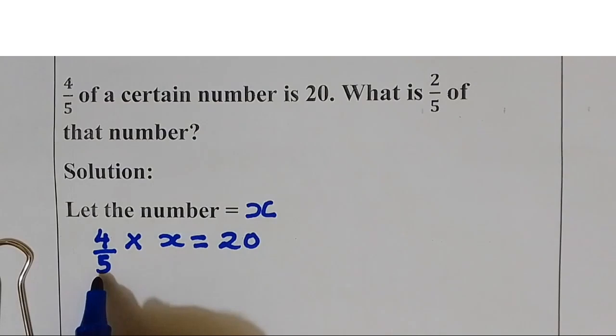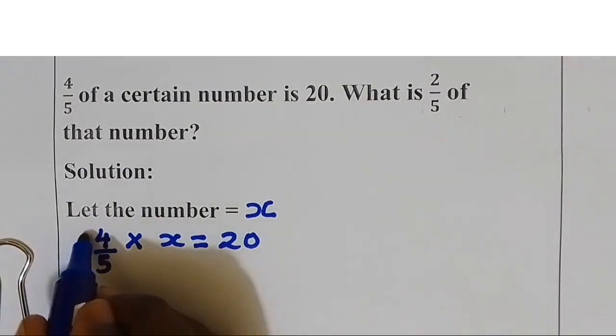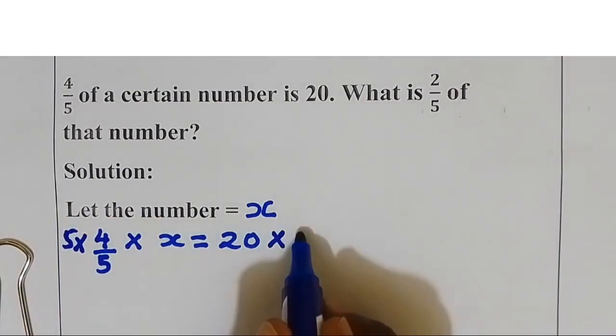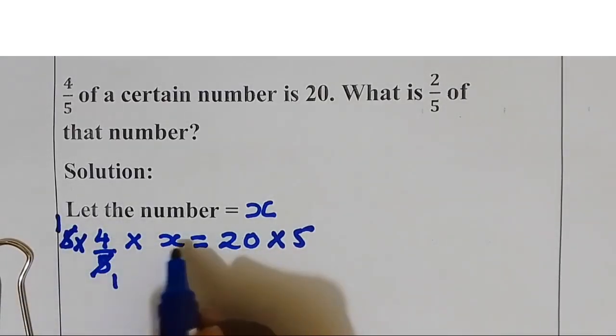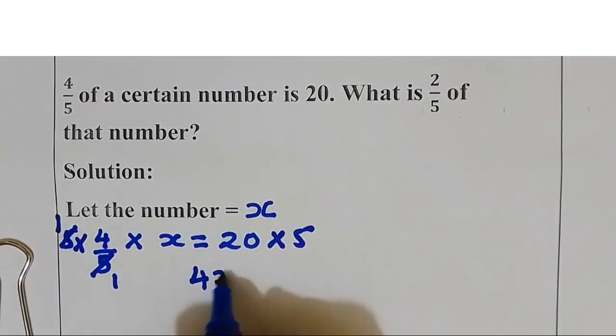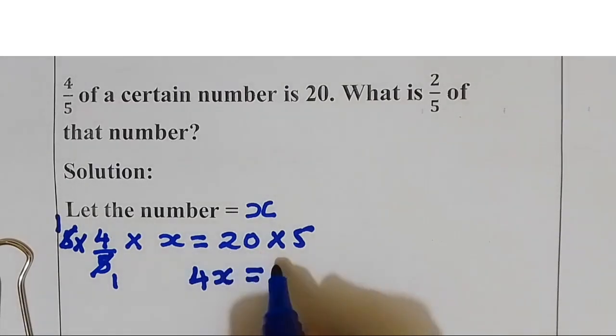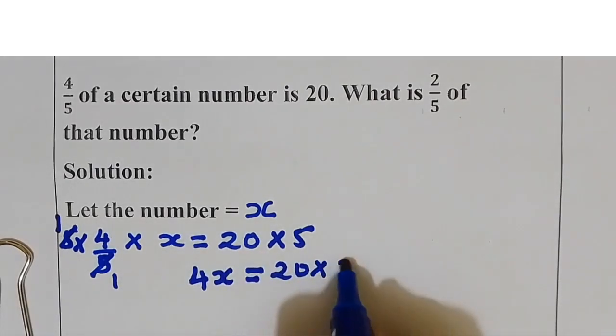We are going to multiply by 5 throughout. Multiply by 5. By 5, 1. By 5 is 1. 4 multiplied by x, we get 4x, which is equal to 20 multiplied by 5.